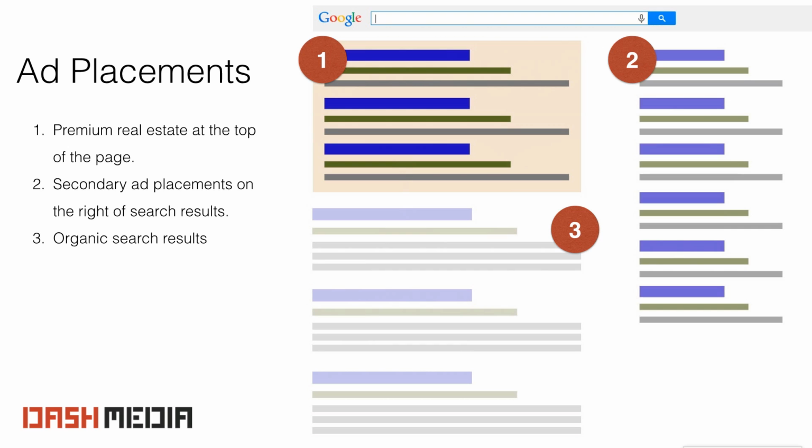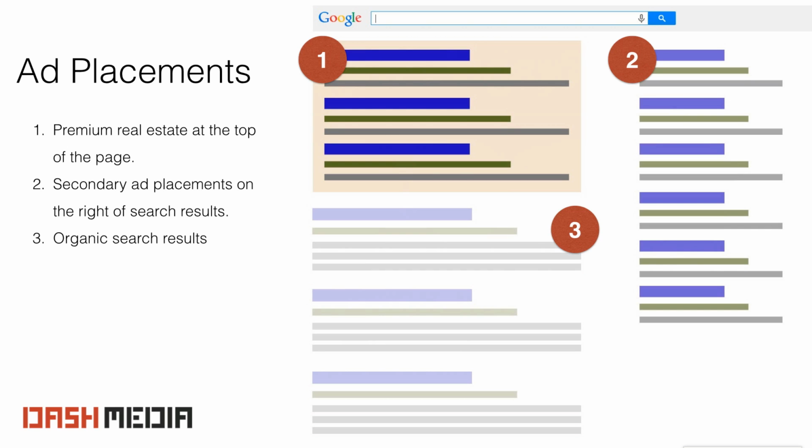So number 2 is our secondary ad positions. If your ad doesn't make it into one of those top 3 spots, then it can be displayed on the side of the search engine. But research really shows that the vast majority of click-throughs of users clicking ads goes to those top 3 spots. So that's really where we want to be.